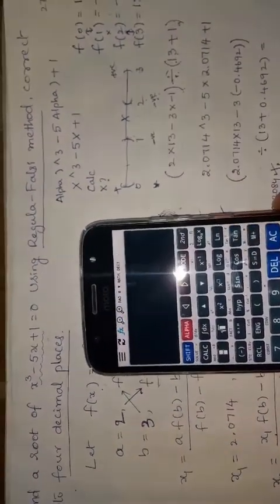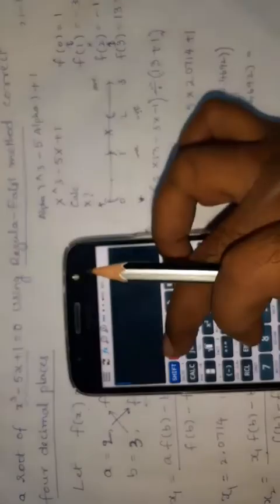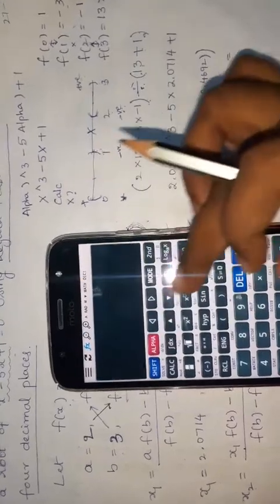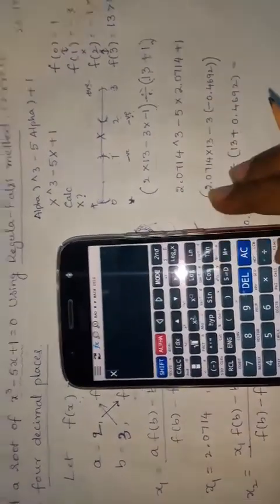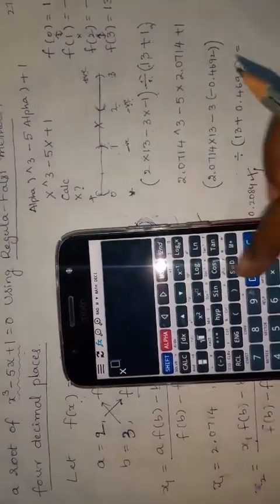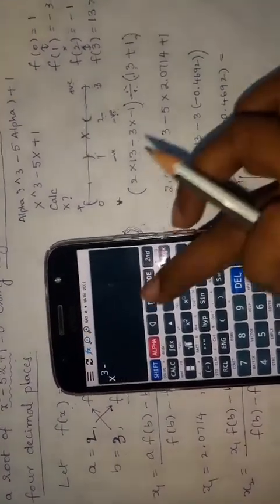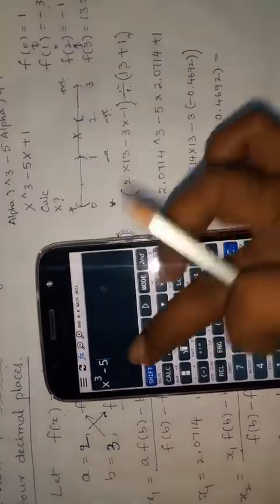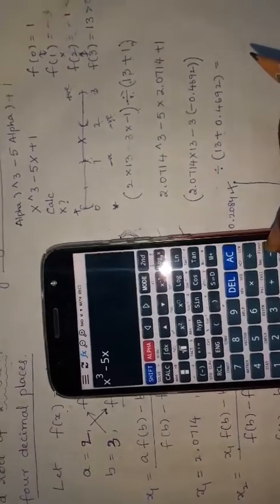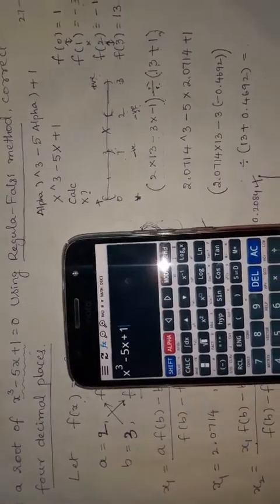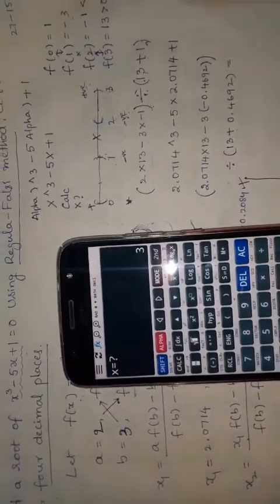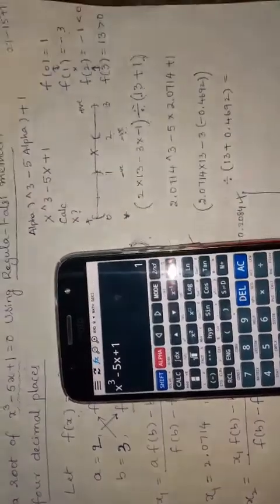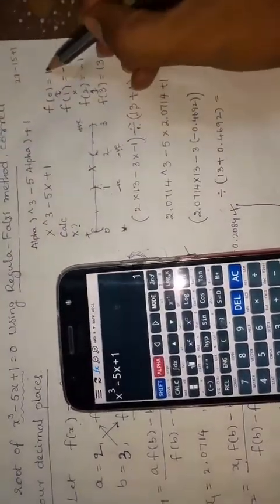To enter it in the calculator, first we will enter the equation as alpha closed bracket, that will give x, so it is x cube, minus 5 into alpha closed bracket gives x cube minus 5x plus 1. Now press CALC. If you give x is equal to 0, it is a positive value, that is f of 0 is equal to 1.